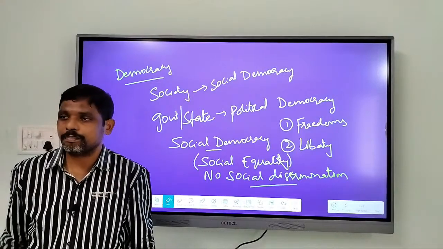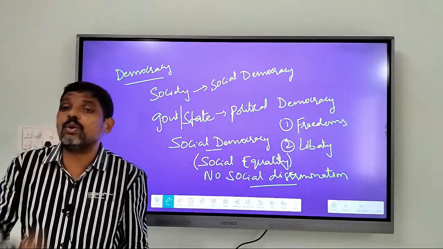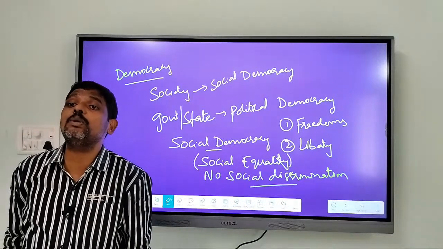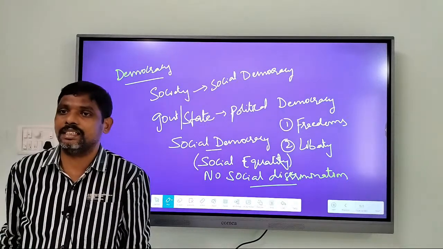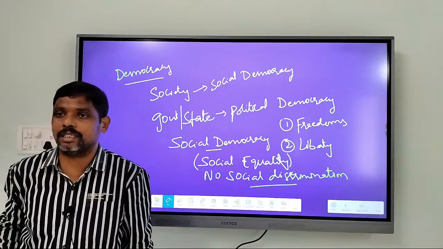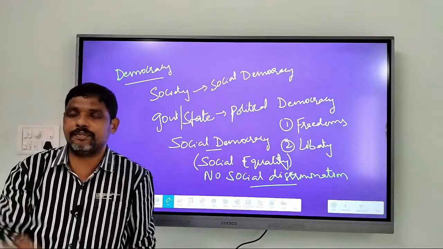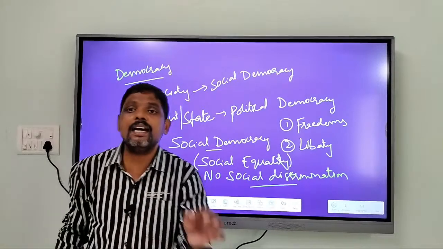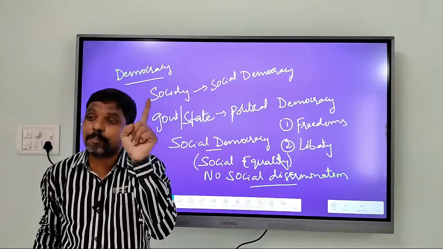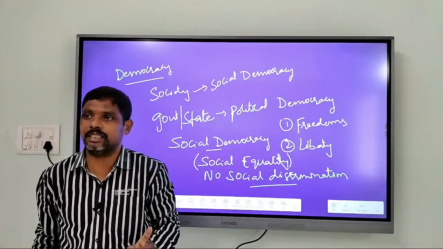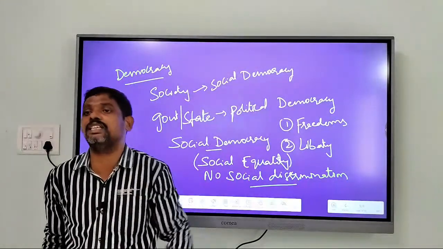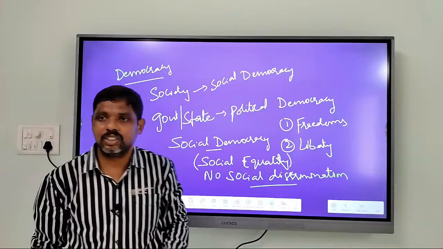So that means, without this social equality, it is not possible to promote political democracy. Without social democracy, there is no political democracy. Even in the debates on the preamble, B.R. Ambedkar clearly said that social democracy is a precondition for political democracy. Social democracy is the primary right of every citizen of this nation. Right? So, in the words of B.R.